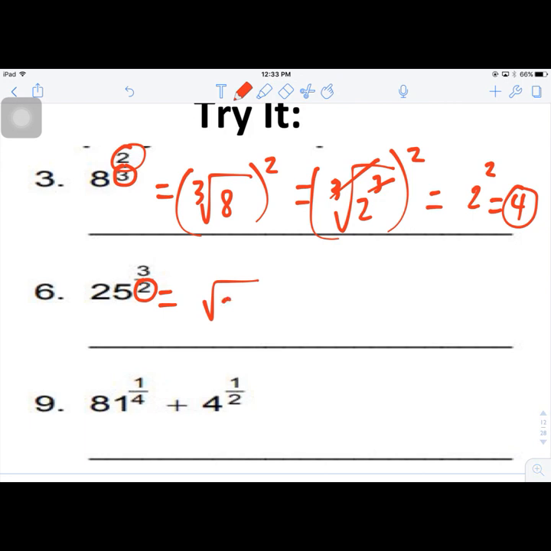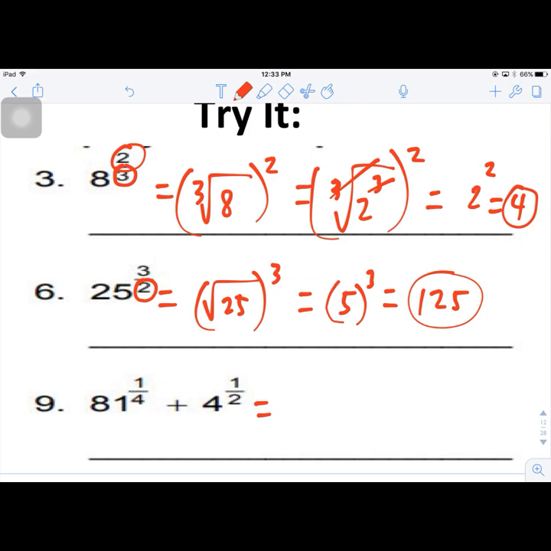Next, we have a square root. So we have the square root of 25, and then what's on top stays on top. We have the third power. We know that the square root of 25 is just 5, and then that's 5 to the third power, which gives us a final total of 125.